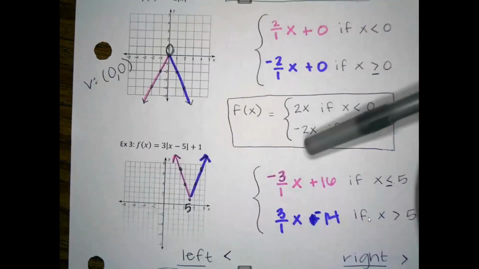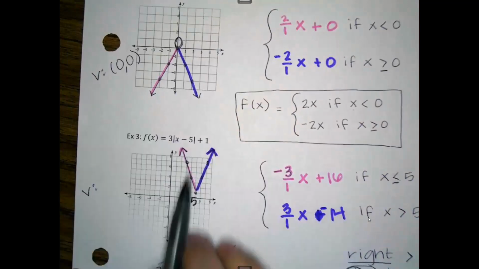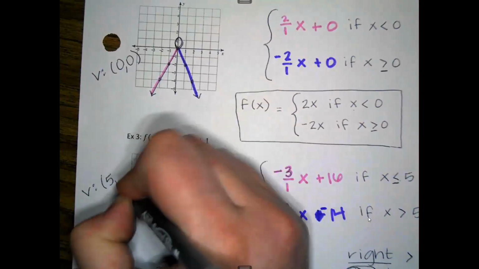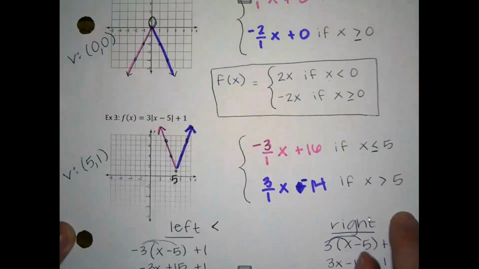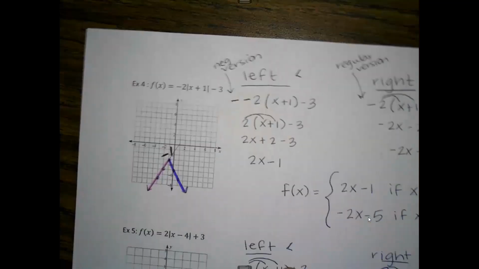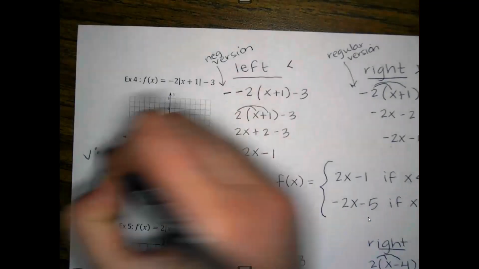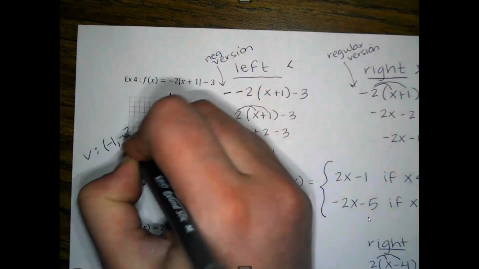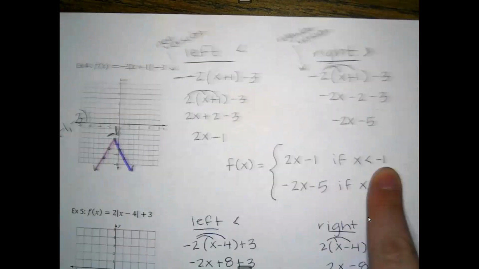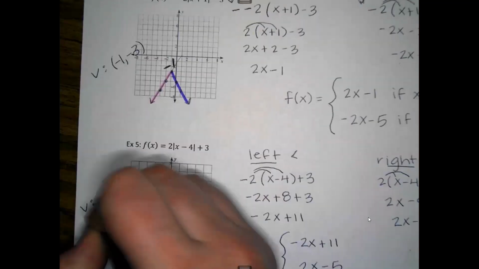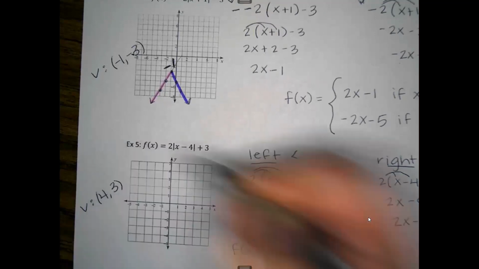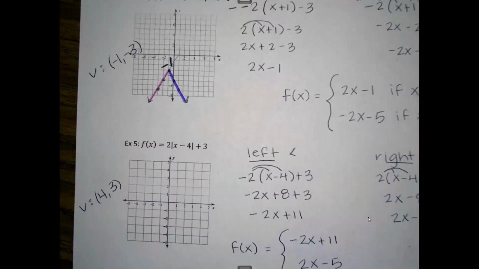What's the vertex for number 3? 5, 1. And here we said if you look to the left of 5, if you look to the right of 5. Okay, let's flip. What's the vertex for number 4? -1, -3. And we said if you look to the left of -1, if you look to the right of -1. Our vertex is going to be 4, 3. So what number is going to split this in half? 4.